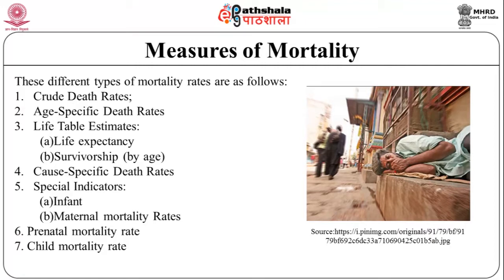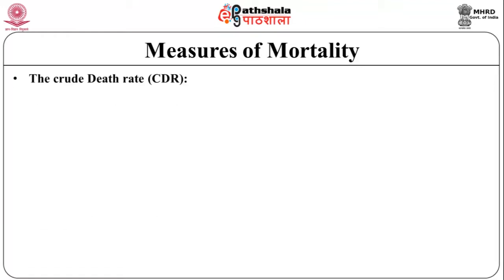The different types of mortality measures are as follows: crude death rate, age-specific death rates, life table estimates, where we have life expectancy and survivorship by age, cause-specific death rates, and special indicators such as infant and maternal mortality rates, perinatal mortality rate, and child mortality rate. Let us discuss each of these in detail.